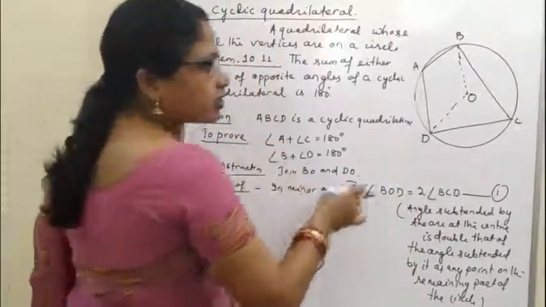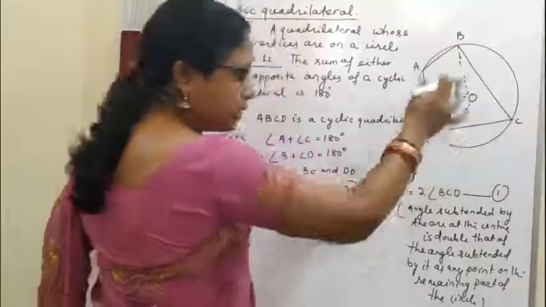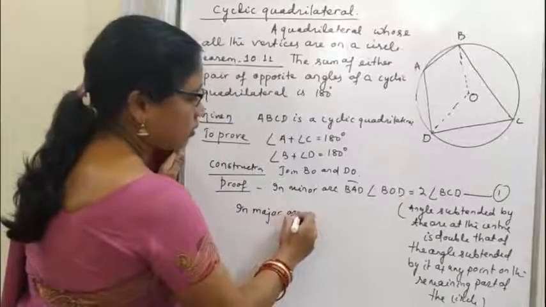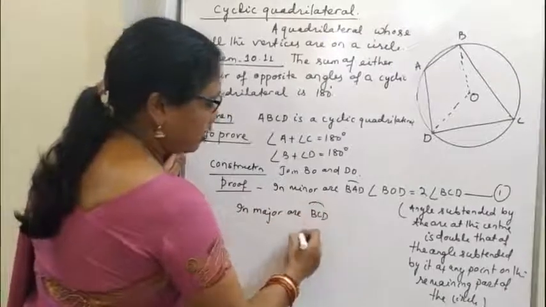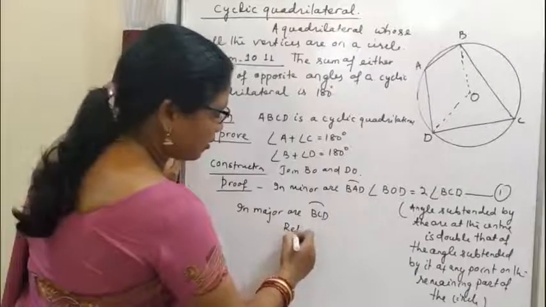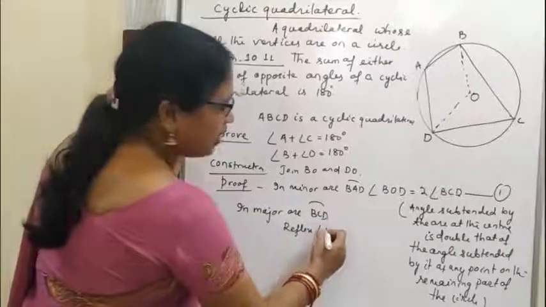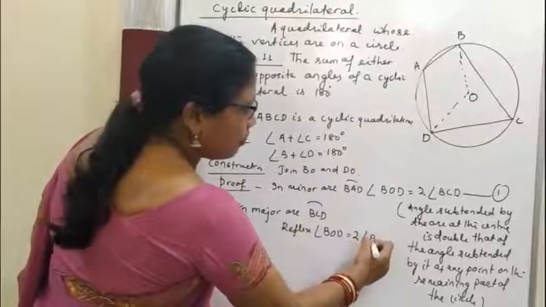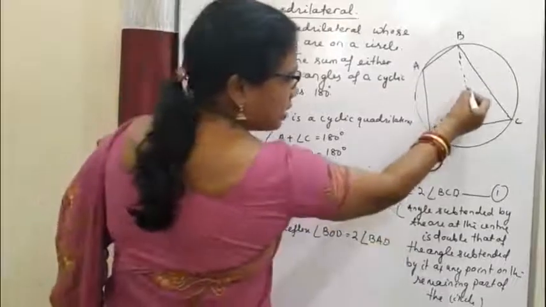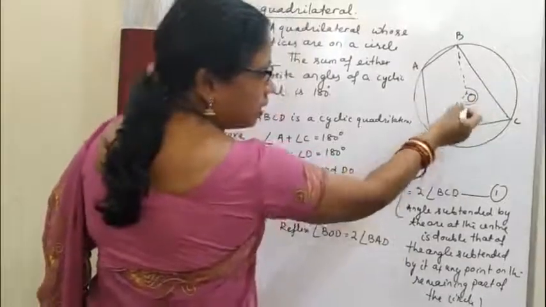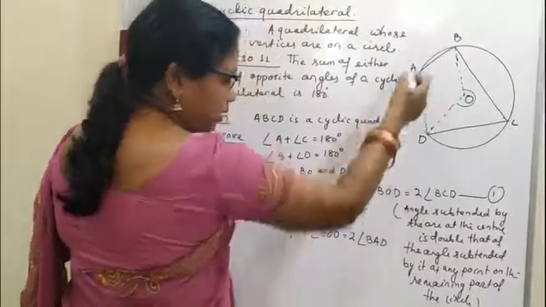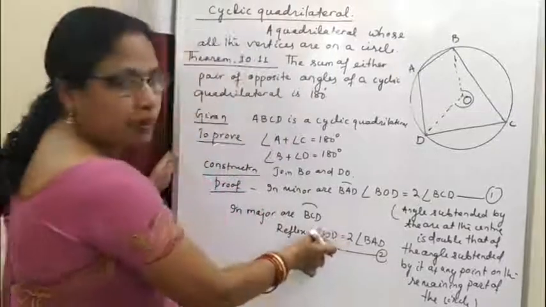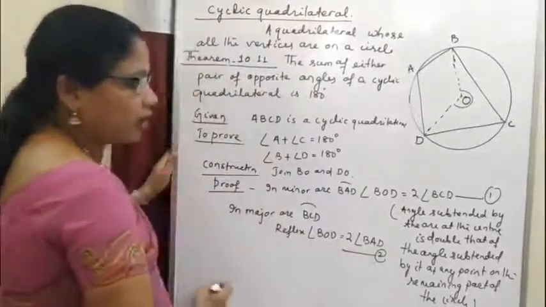But if we consider BCD major arc, in major arc BCD, what happened? The reflex angle BOD is equal to twice of angle BAD. The reflex angle BOD, this is the reflex angle BOD, is equal to twice of angle BAD. So the same property is applicable here. So this is our finding 2.